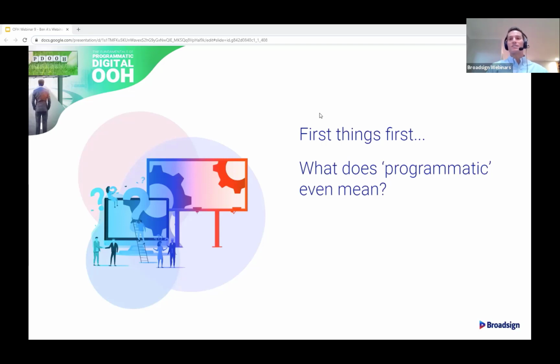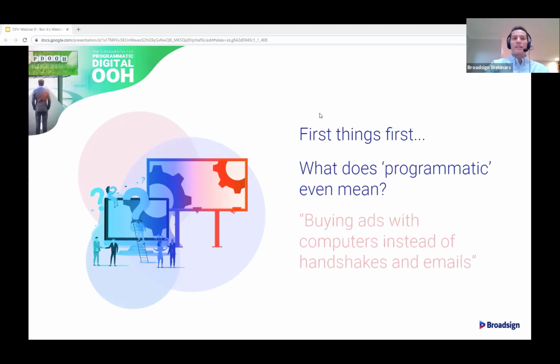We could spend the entire session today trying to agree on the most appropriate definition of the term, but we won't. The reality is that it means different things to different people. But the definition that I've come across most consistently is that programmatic is the automated buying, selling, and delivery of advertising, which I kind of like. It seems like a good definition. I'd have to say that my favorite definition is arguably the simplest though, and that is that programmatic simply means buying ads with computers instead of with handshakes and emails.